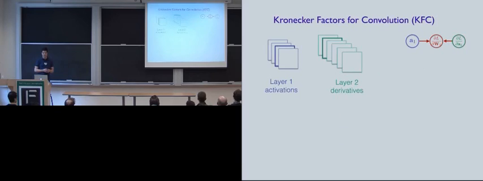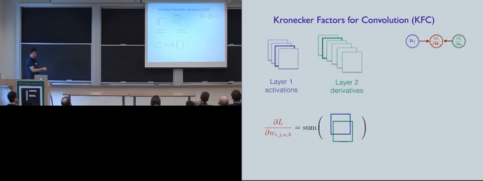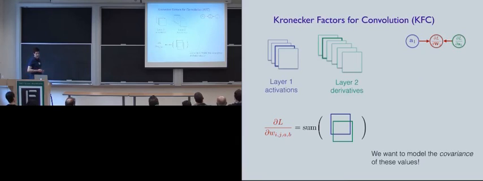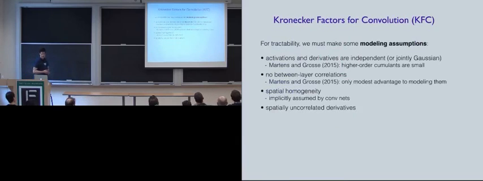The way that we compute the derivatives for the weights in a layer is that we take one of the activation feature maps in one layer and the derivative map in the next layer, and we shift them relative to each other, and we compute the dot product of the entries in the region of overlap. That computes one of the terms, and we'd like to compute the correlation between all of these different terms. In order to do this tractably, we need to make some modeling assumptions.